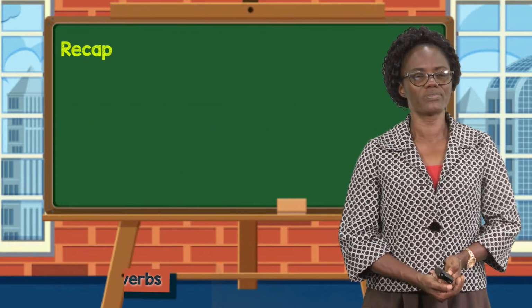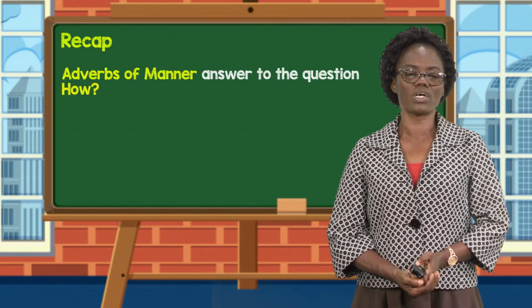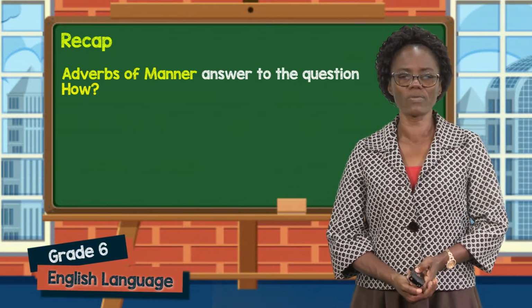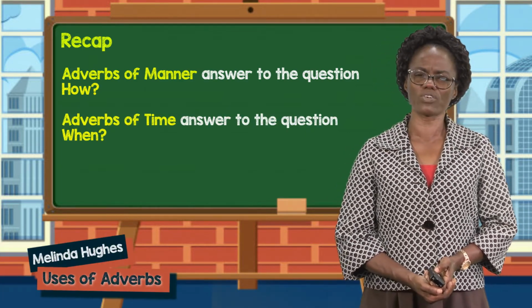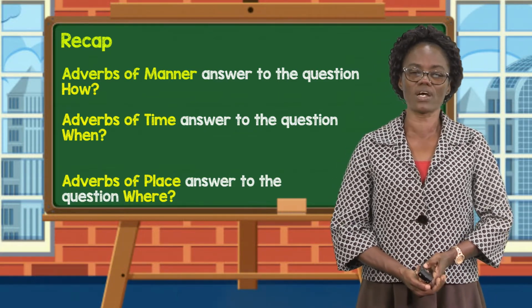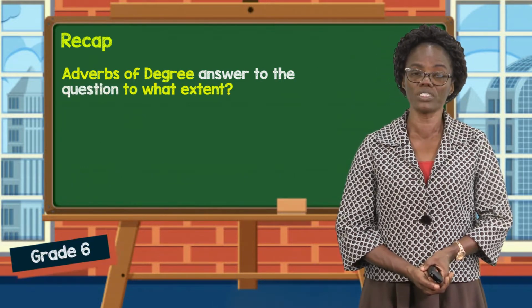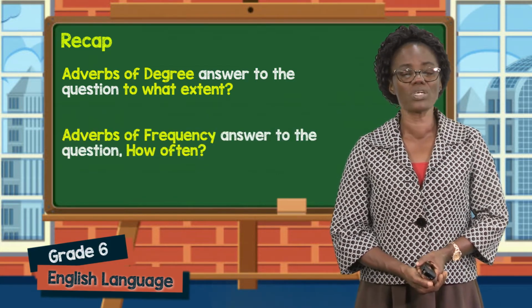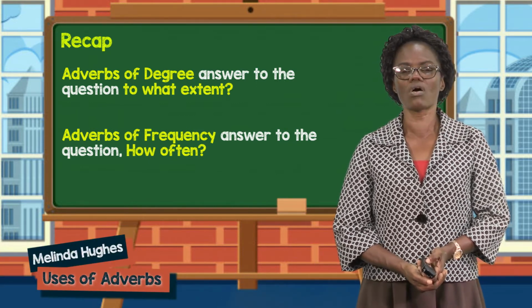So let's go back. We looked at several types of adverbs. They answer the question how. So those adverbs are adverbs of manner. They answer the question when. So those adverbs are adverbs of time. They also answer the question where. So those are adverbs of place. We have adverbs of degree. They answer the question to what extent. Then we have adverbs of frequency. They answer the question how often.